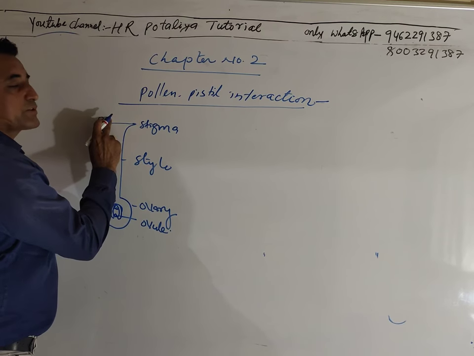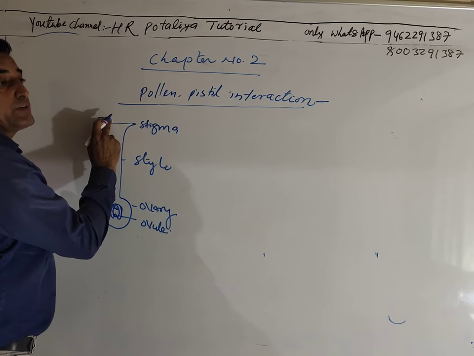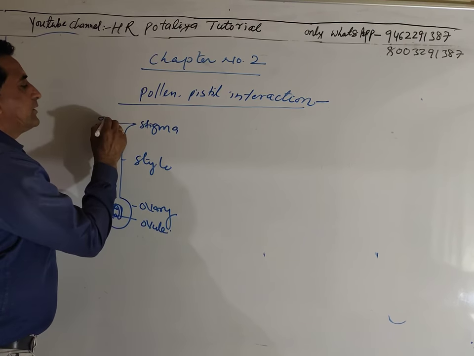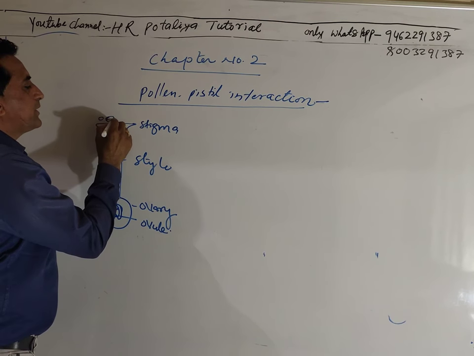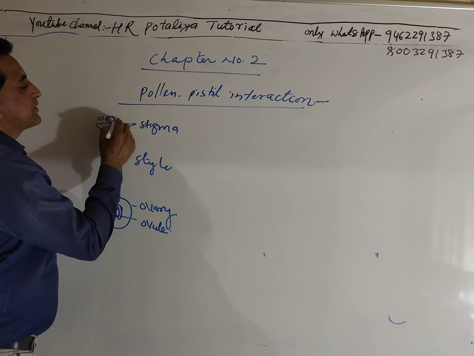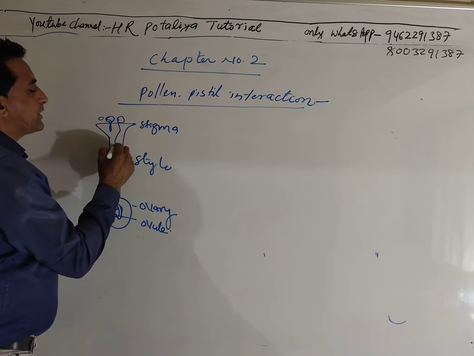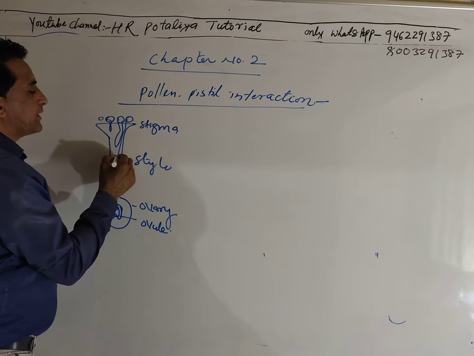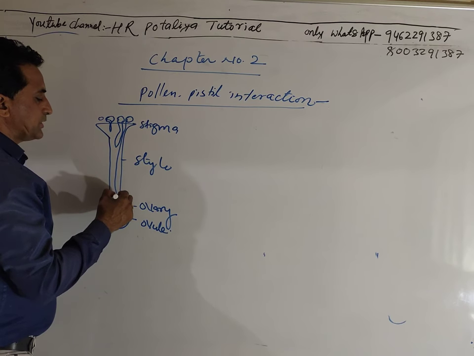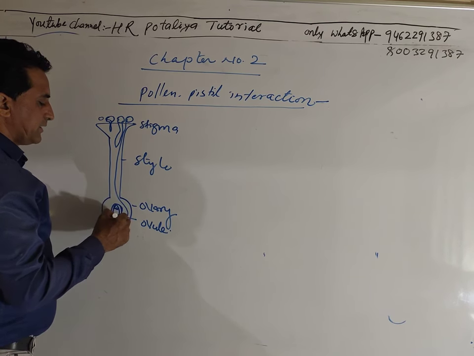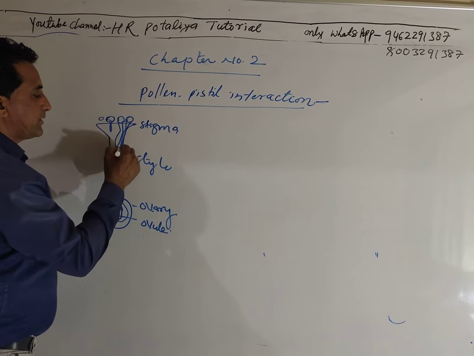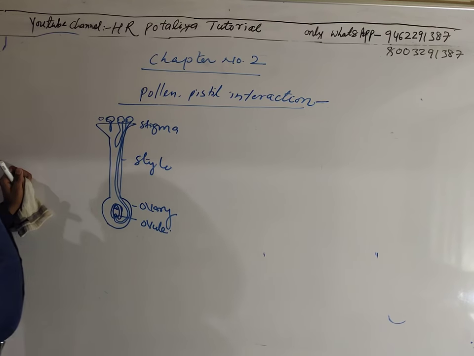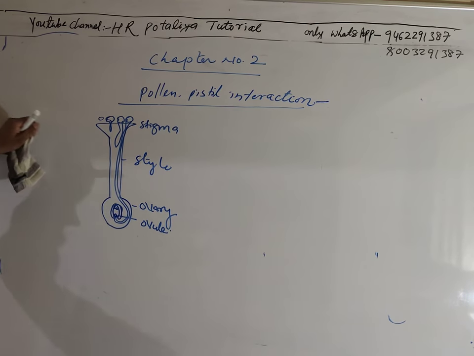Later on, what will happen? First of all, pollen grains are transferred to the stigma. Stigma secretes a specific type of chemicals. Later on, pollen grains germinate. By germinating, the pollen grain forms the pollen tube. Later on, that pollen tube elongates, is transferred through the style, and finally reaches the part of the ovules, and that whole process is known as the pollen pistil interaction.